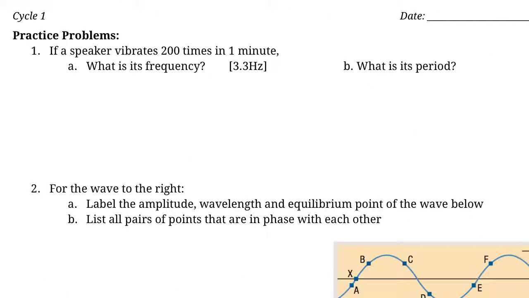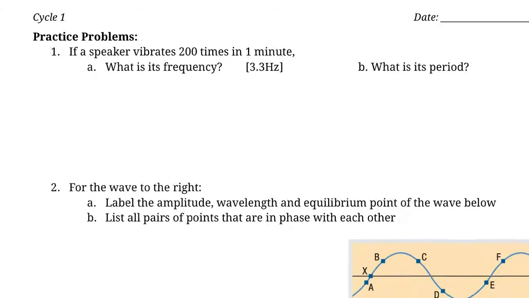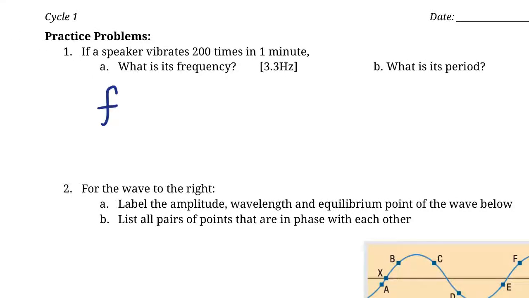If a speaker vibrates 200 times in 1 minute, what is its frequency? Well, remember, frequency is just the number of cycles per time, right? In this case, we want to usually use the units hertz, and that's what the answer is there. It's 3.3 hertz. Hertz just means cycles per second. So we always want to have seconds as our time.